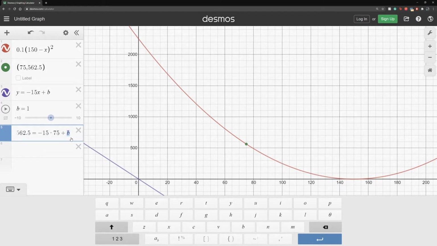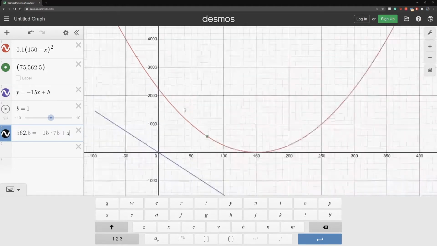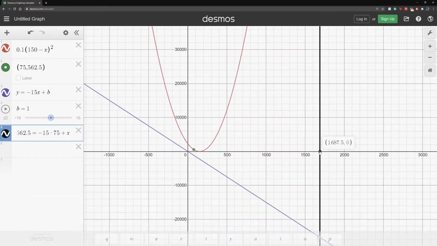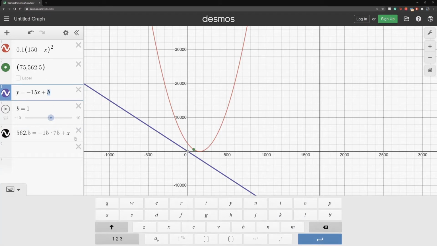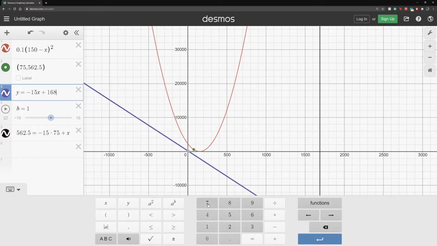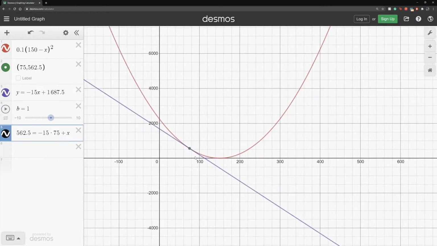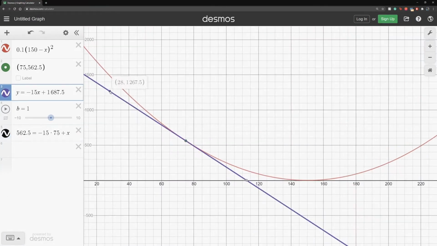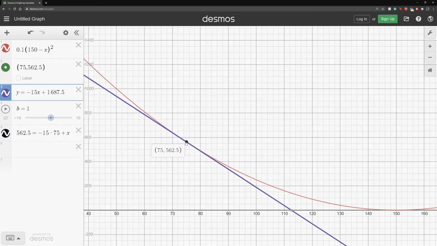Again, Desmos doesn't like this abbreviation, so let's just put x and find out what it got us as our value. The value that we got was 1687.5. So if we put 1687.5, what do we get as our line? Well, as you can see here, our line intersects the graph at only one point, and that is our tangent. So that is what our tangent line would look like if we wanted to perfectly graph it.